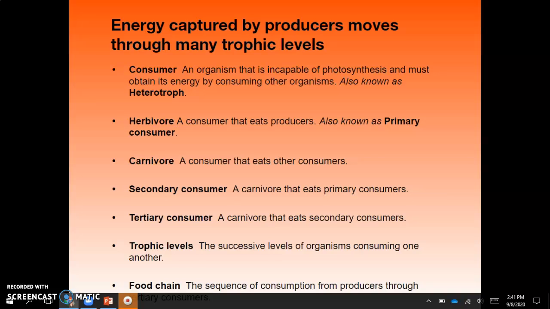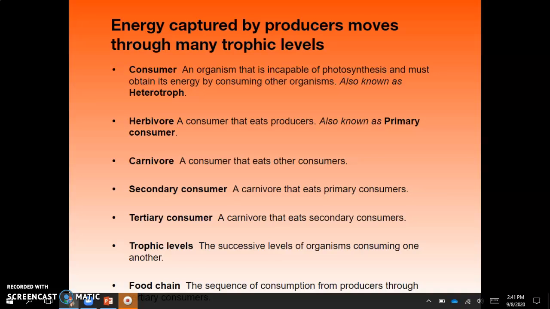Energy captured by producers moves through many trophic levels. To know those trophic levels, let's make some definitions here. A consumer is an organism that is incapable of photosynthesis and must obtain its energy by consuming other organisms, also known as a heterotroph. We are consumers, we are heterotrophs. We cannot absorb sunlight and make our own food. We gotta eat it elsewhere, so we are consumers.